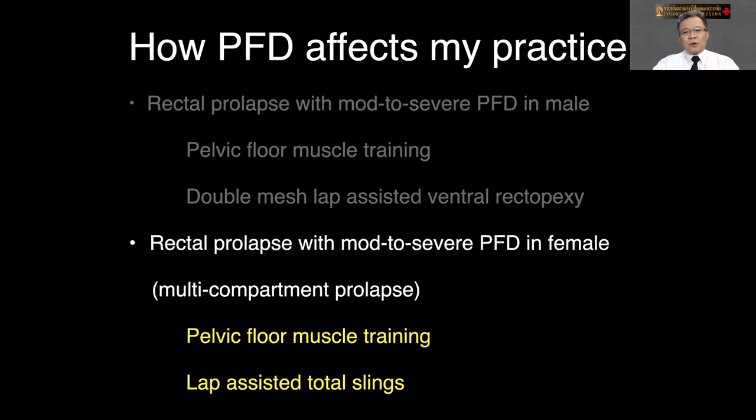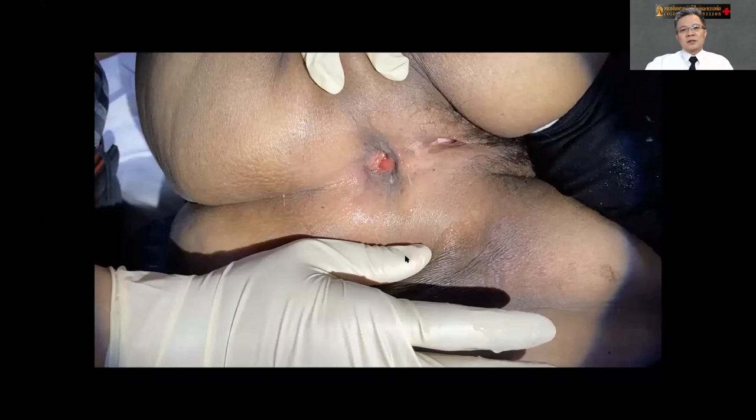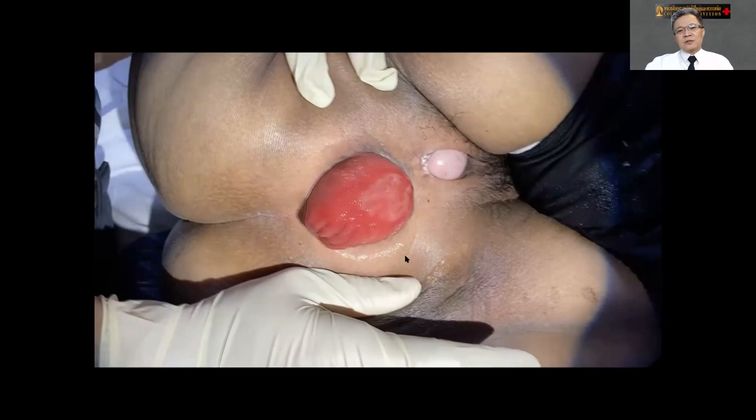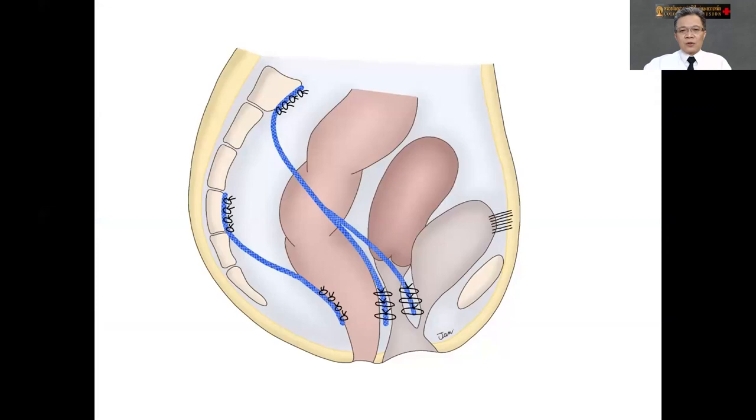For rectal prolapse with severe perineal descent in a female, before the operation there was a rectal prolapse with cystocele. In this case, I did a total swing: one mesh at the posterior rectal wall, another mesh at the anterior rectal wall and posterior abdominal wall, and the last one between the anterior vaginal wall and bladder neck. And I always fix the dome of the bladder to the abdominal wall.